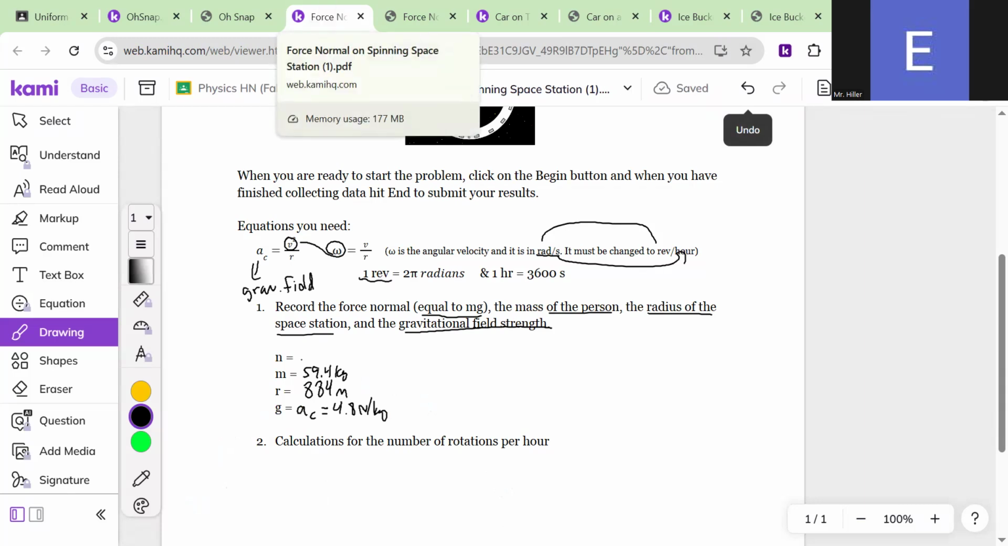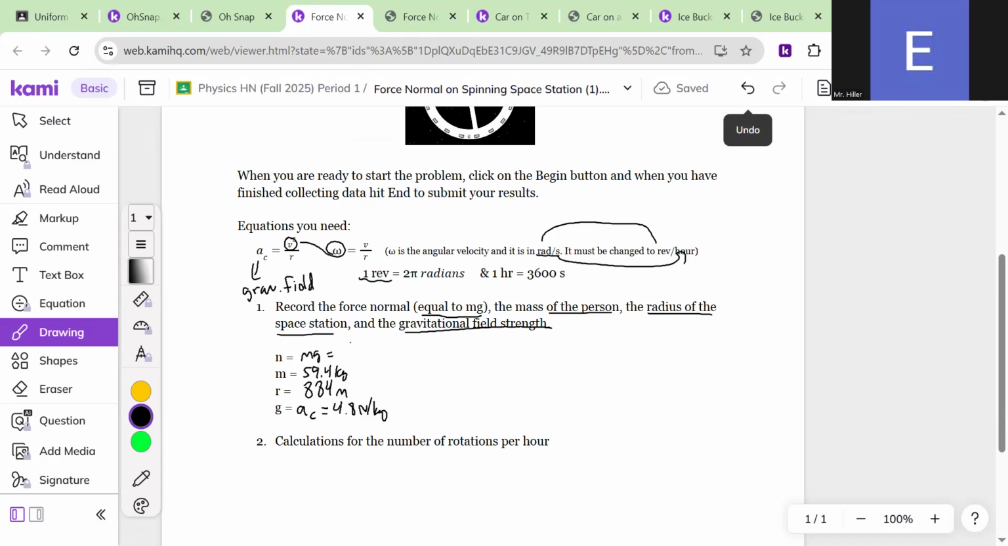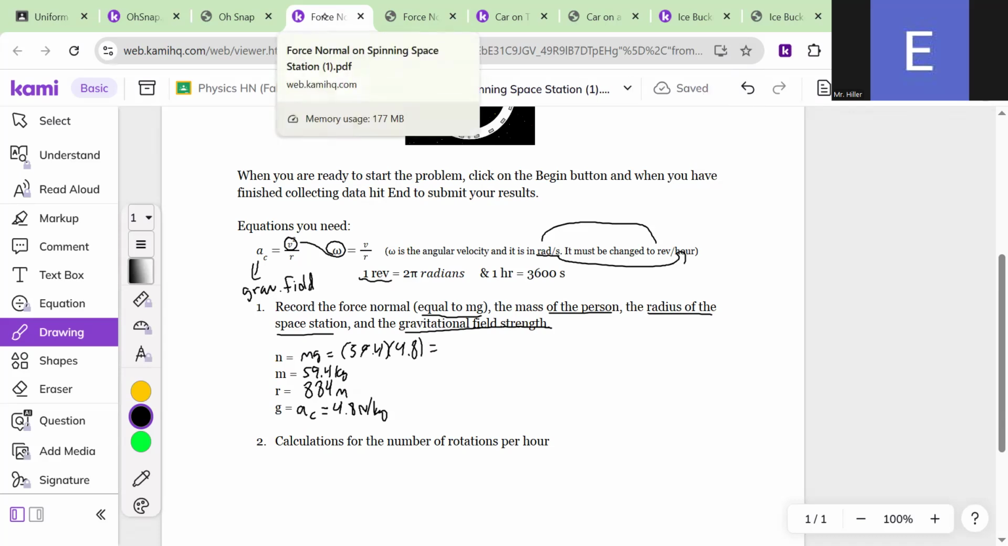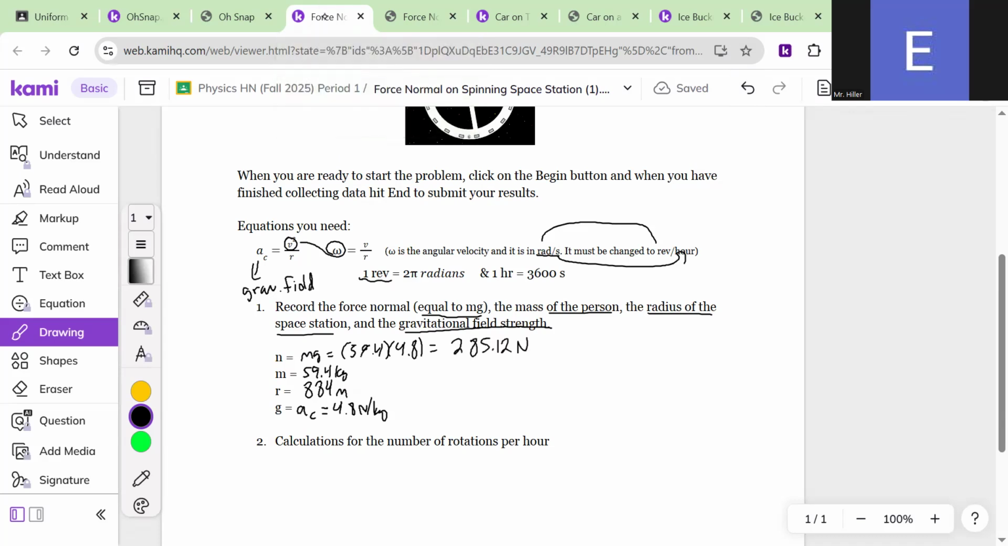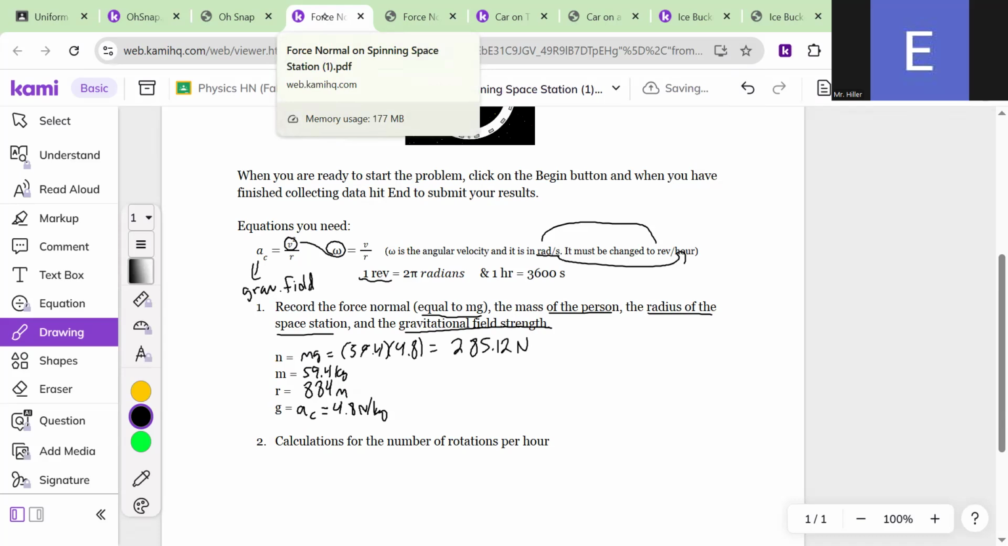Now, normal force is going to be balancing the weight. So 59.4 times, don't use 9.8, use the g that you have here. In this case, 4.8. Figure out your normal force. I'll figure out mine. Okay, so I'm looking at a normal force of about 285.12 newtons. So that's the first thing we have to do, is we just have to get our information down.